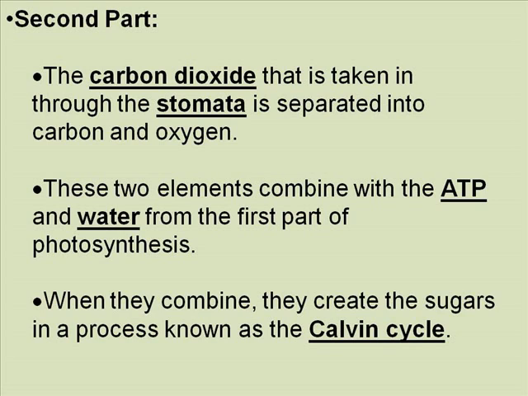Now, I don't know why the second part of photosynthesis is so special other than the fact that that's when the sugars are made, but somebody decided to give it a name. So the actual part of photosynthesis when the sugar is made is called the Calvin cycle.